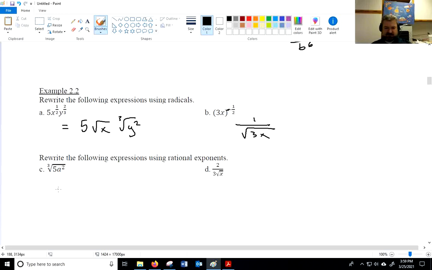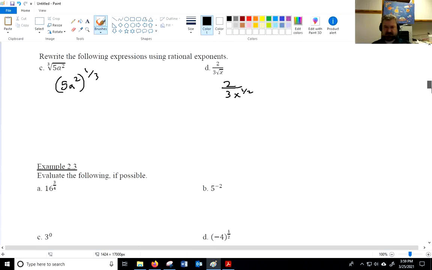All right, now we can do the reverse. We can rewrite these using rational exponents. So since the entire 5a squared is under the cube root expression, I put it like that, and then the 1/3 power. And then this becomes 2/3 times x to the 1/2. Oh, the x to the 1/2 is in the denominator, excuse me. So 2 over 3x to the 1/2.